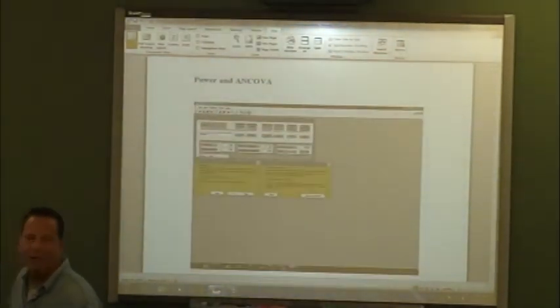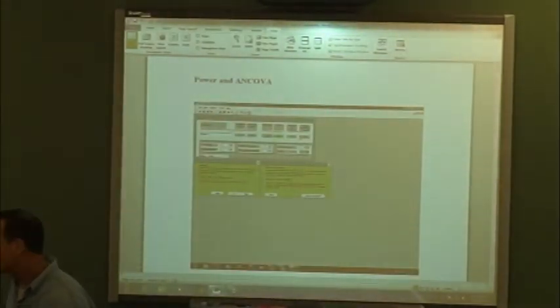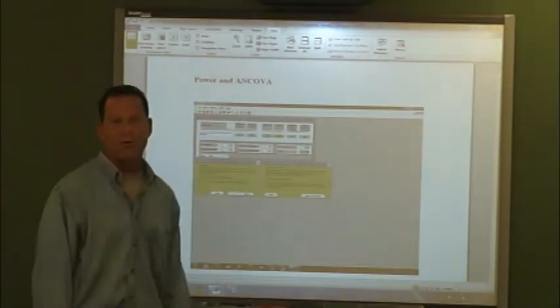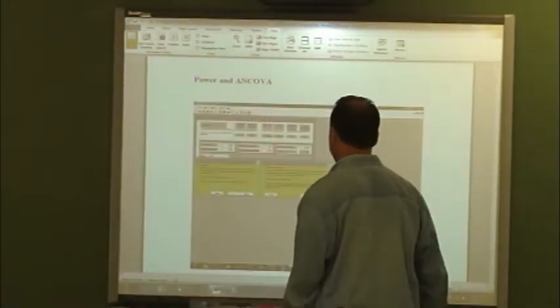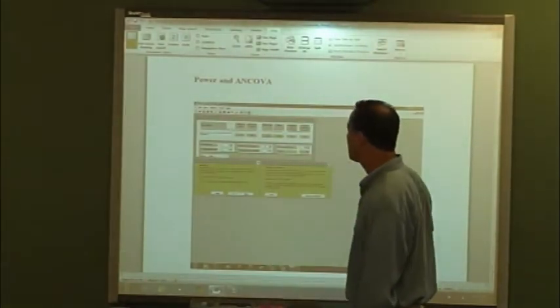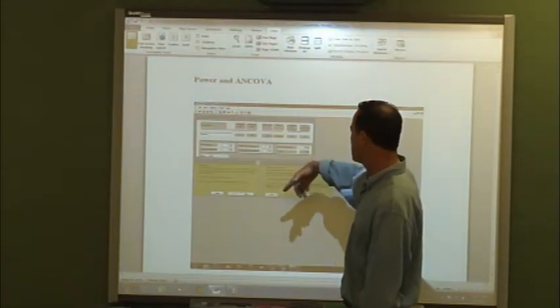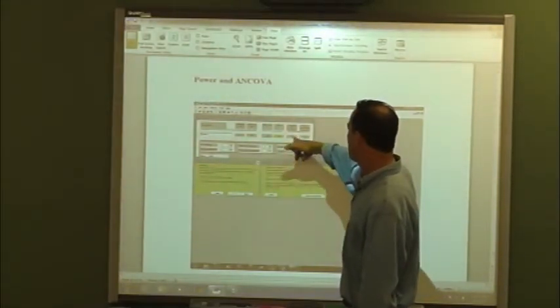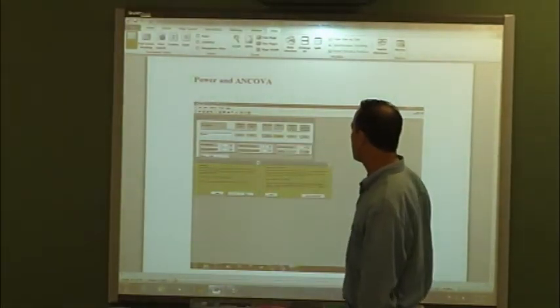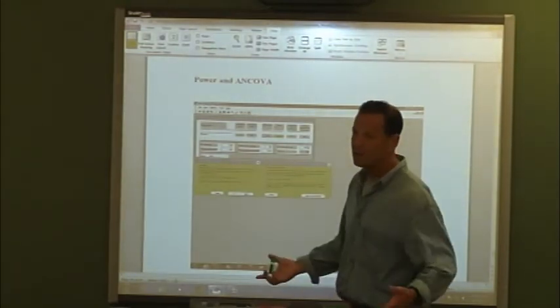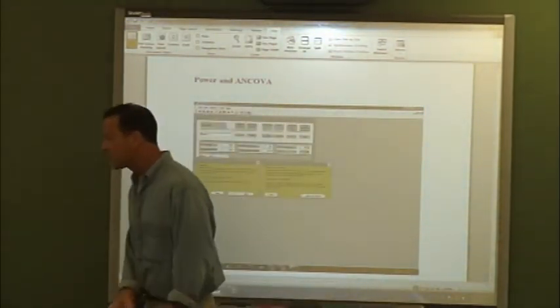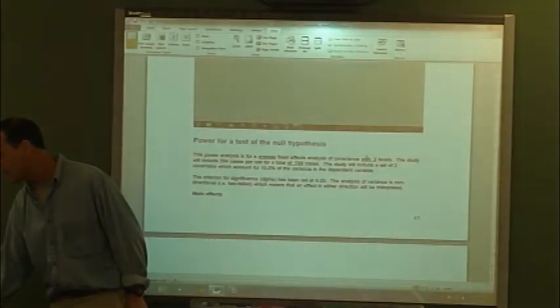Now what about power and ANCOVA? Well, guess what? You have to know how much of the variance you anticipate the covariate will share with the DV. You have to put that information in, everybody. So if I have two groups, and this is using Power and Precision, you have to know how much the adjusted R square is for the covariate. Is it 3%, 5%? You have to kind of give an idea.